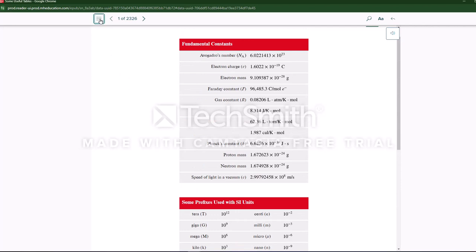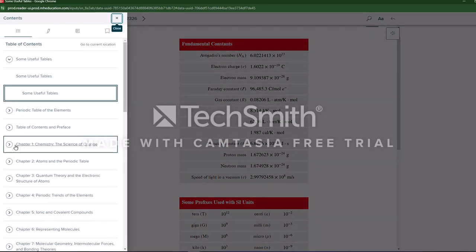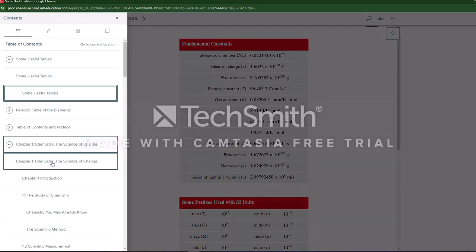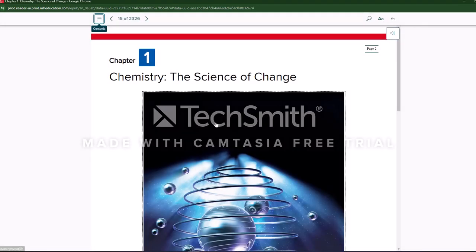So we go back up to the hamburger in the book, and you can click on chapter 1, and we start chapter 1, and it just says this is page 15. This doesn't correspond to the page number in the book. It's just saying the 15th image out of 2,326 images. This is page 2.